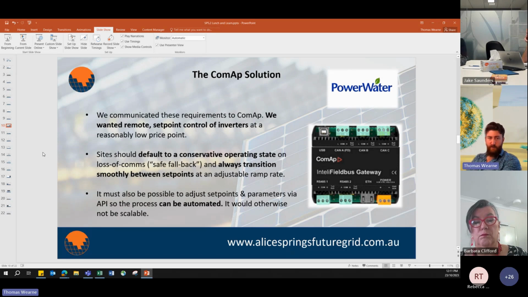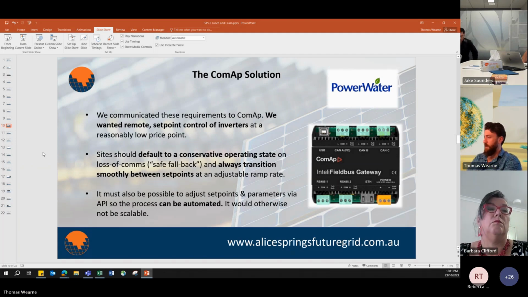We don't want the situation where things are going to just step change quickly if we're talking about a large aggregated solar population. And it should also be possible to adjust any set points and parameters via API or via the internet, so the whole process can be automated, and it would otherwise not be scalable. We've always got to be conscious of if something requires human operation, then that's going to influence how large and complex it can become.